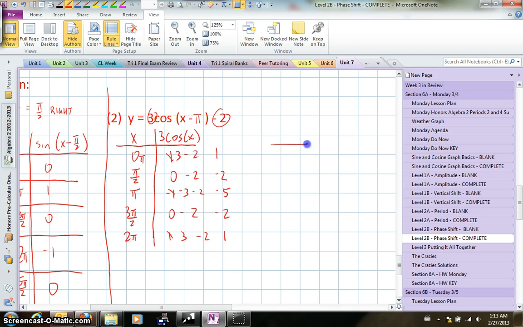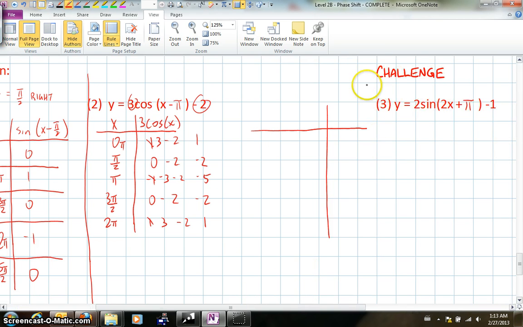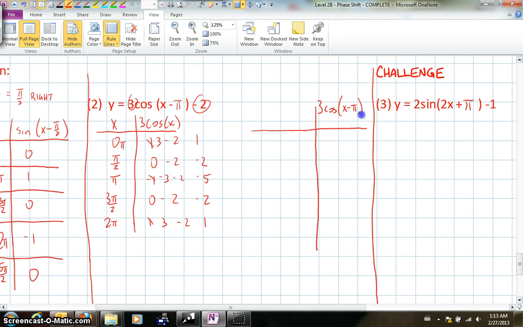So we've got all that taken care of. Now all we've got to worry about is shifting it. So our final function is 3 times the cosine of x minus pi, minus 2. And so our y's are set now. We don't have to mess with our y's anymore. But our x's will all move pi divided by the 1, which is the coefficient of x. And they're going to all then move to the right.